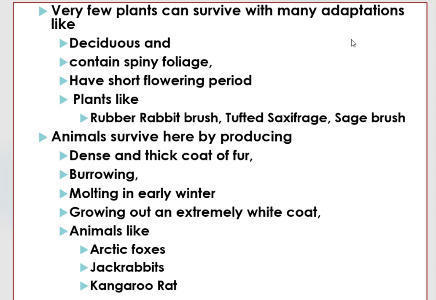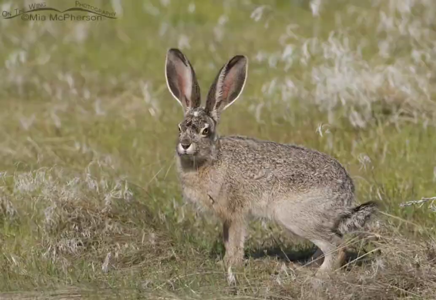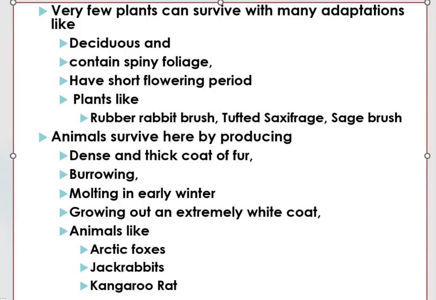Plants that live in this biome include rubber rabbitbrush, tufted saxifrage, and sagebrush. Animals survive here by producing dense and thick coats of fur to conserve their heat. Some animals are burrowing, which means they sleep deeply within their burrow to avoid extremely cold temperatures, and some molt in early winter, growing extremely white coats for camouflage. Animals like the Arctic fox, jackrabbits, and kangaroo rats commonly live in this biome.